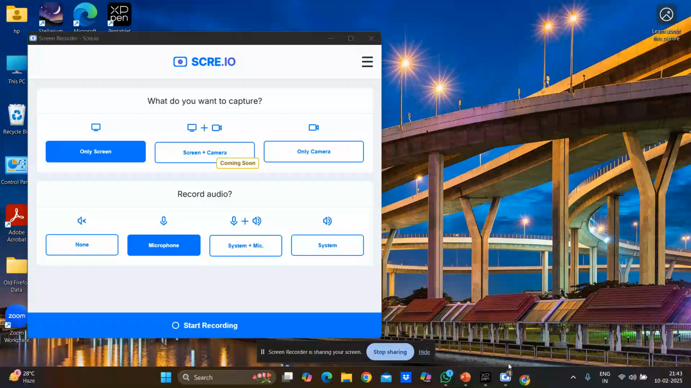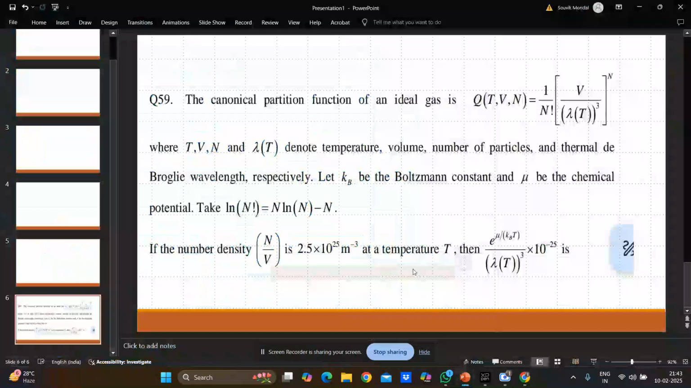Okay, so today I am going to discuss another PYQ of GATE 2024, and it's from statistical mechanics, and this is also, I think, an important problem. That's why I want to discuss it. First pause the video and try by yourself, and if you don't know the solution then look at the solution.